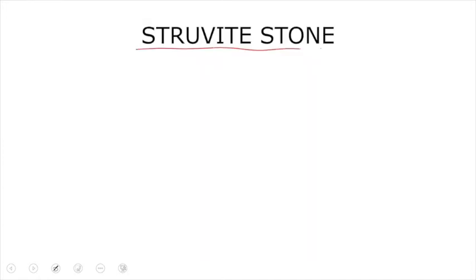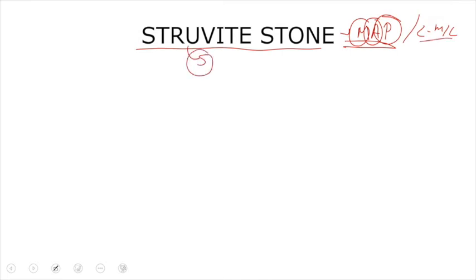So struvite stone is also known as triple stone, because it is made up of three components: magnesium, ammonium, and phosphate. As I have already said, it is also known as triple phosphate stone, also known as MAP stone. It is the second most common type of stone, and it is a very slow growing stone. It will eventually grow and fill up the entire pelvis, and that will manifest with a staghorn. So it is also known as staghorn stone.